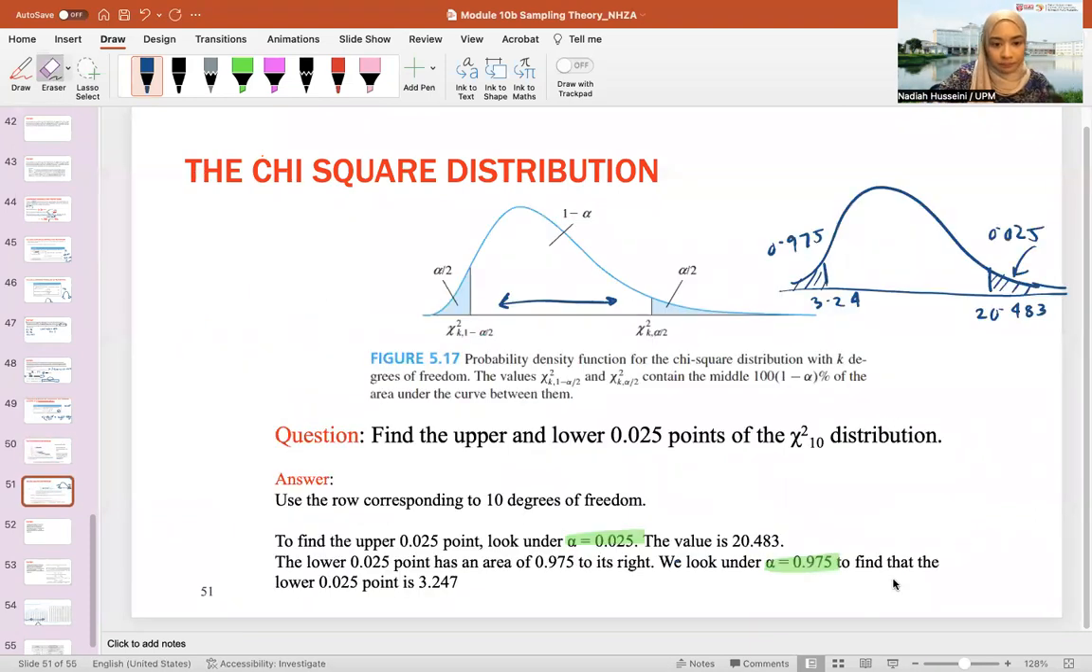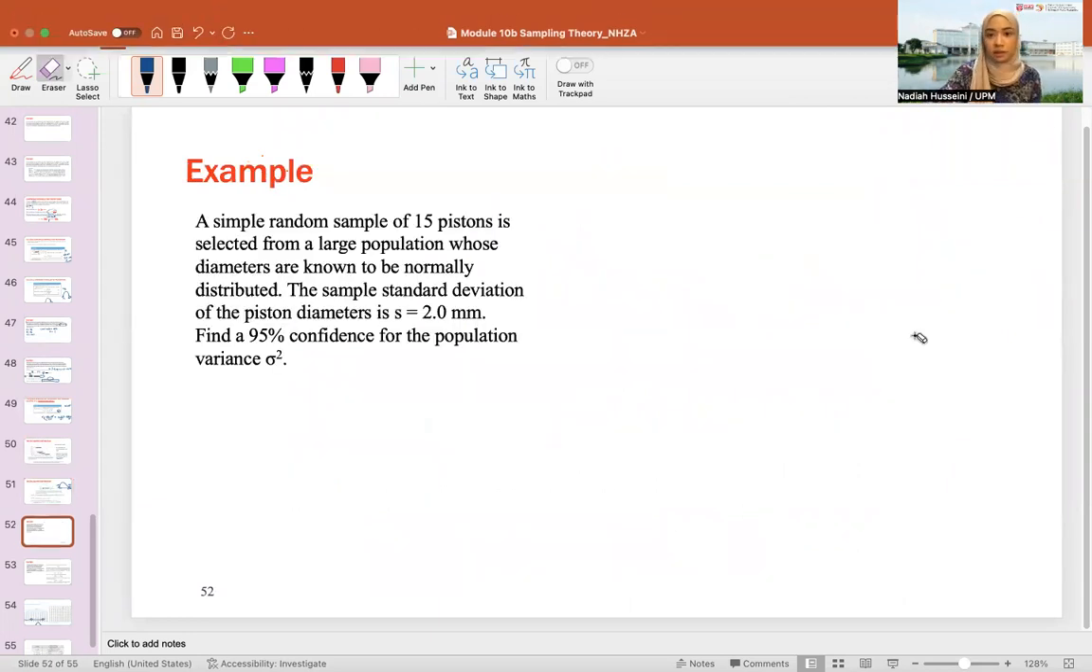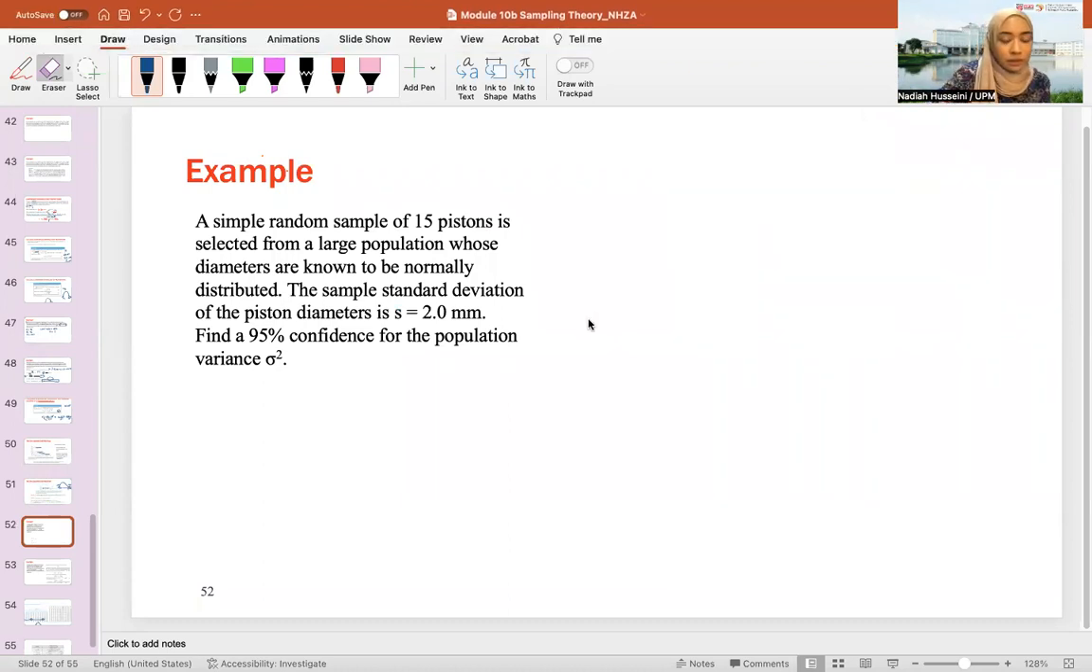Okay, so that was the first question. Let's do another example so that we can help ourselves to better understand this. What time is it? Okay, we have time. So a simple random sample of 15 pistons is selected from a large population whose diameters are known to be normally distributed. So here it says normally distributed. The sample standard deviation of the piston diameters is S equals 2. Find the 95% confidence interval for the population variance.